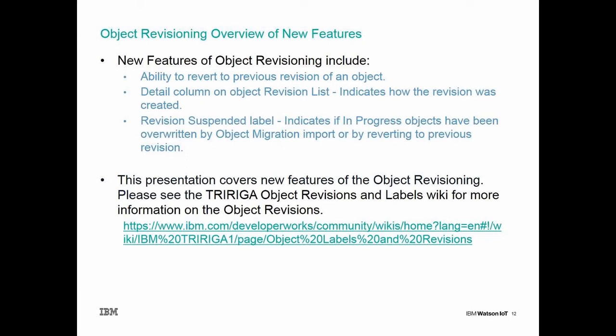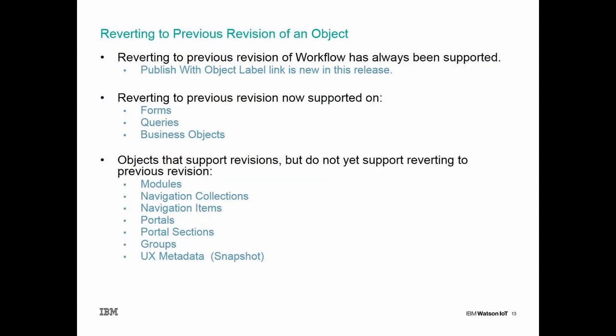This indicates if in progress objects have been overridden by either an object migration import or reverting to a previous revision. As with Object Label Manager, this presentation will only cover the new features of object revisioning, so please see the wiki listed on this slide for more information on object revisioning.